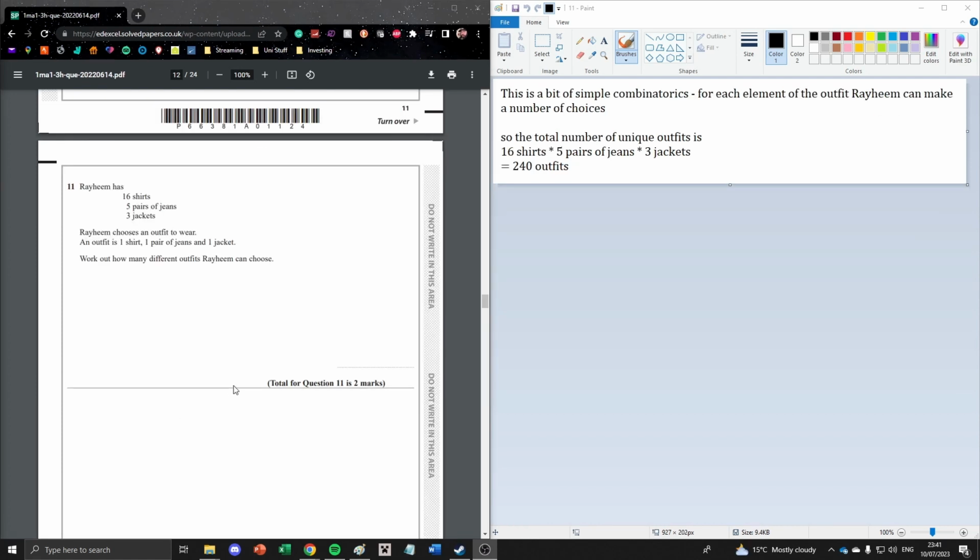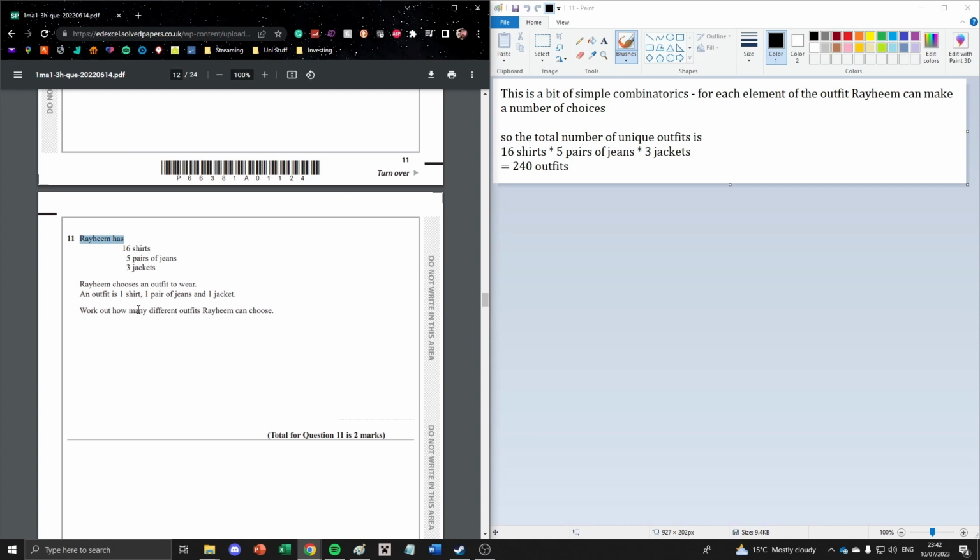Question 11 looks into combinatorics, and this is an area of maths that can get quite complex, but at GCSE is always kept very simple. We're just given a list of different parameters like shirts, pairs of jeans, and jackets, and we're asked to construct combinations, hence combinatorics, such as Raheem choosing to wear an outfit that involves one shirt, one pair of jeans, and one jacket. And we're asked to work out how many different outfits Raheem can choose.